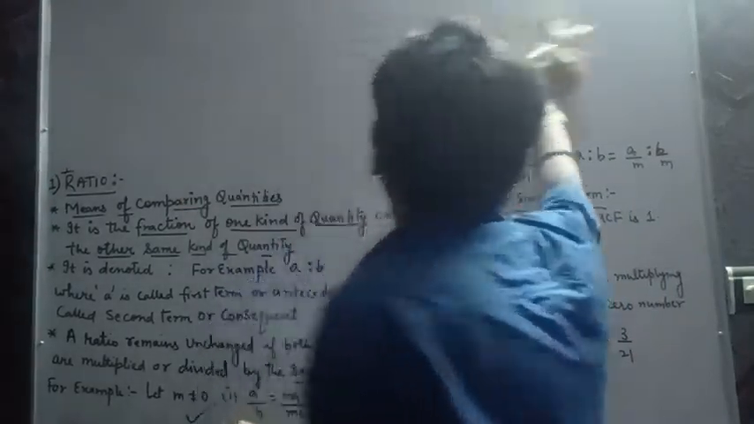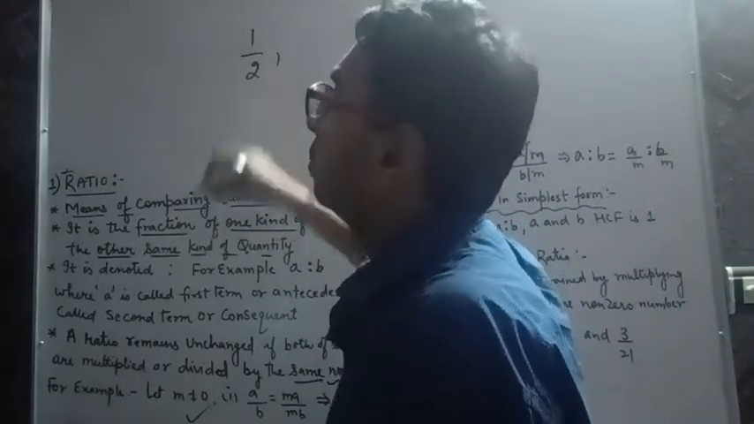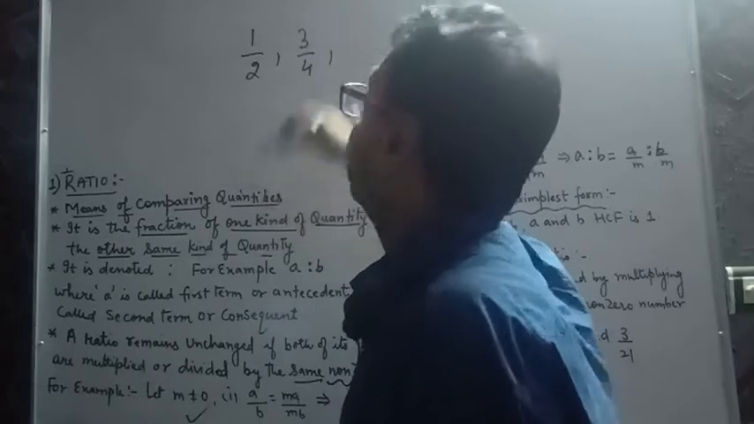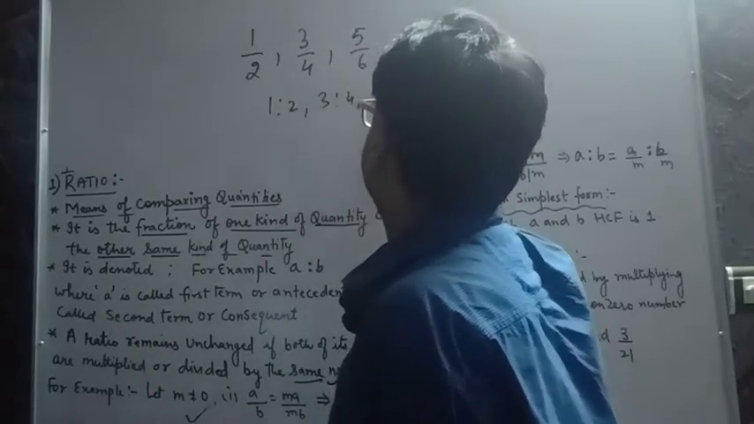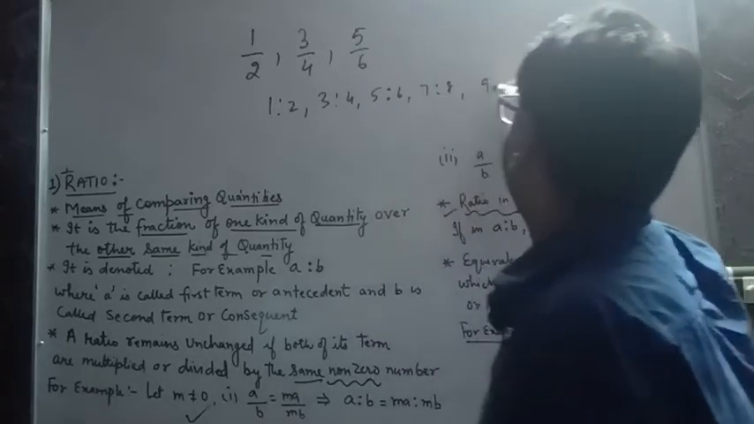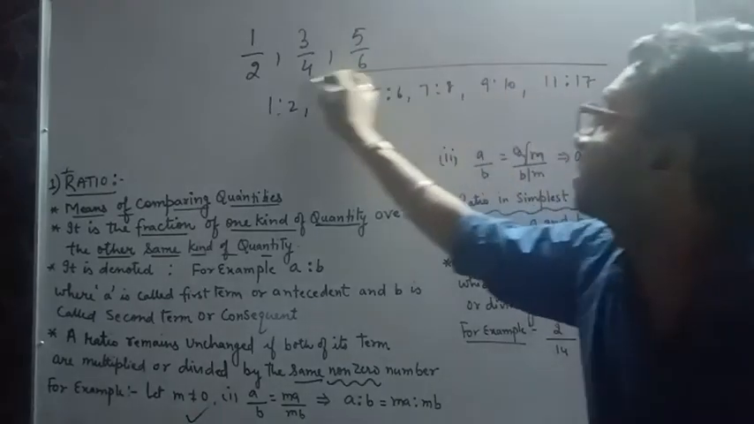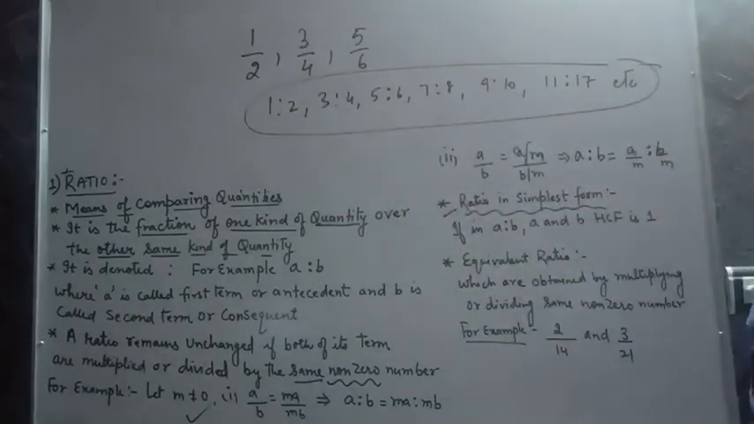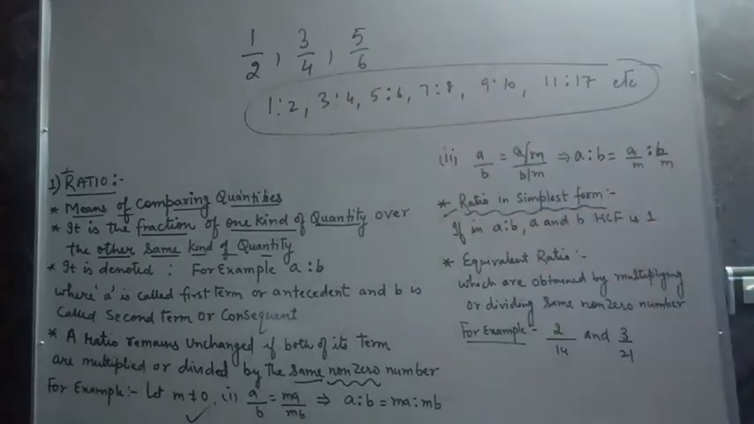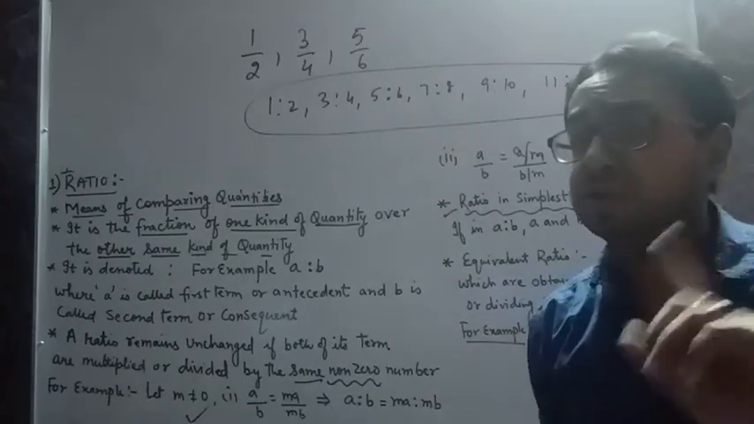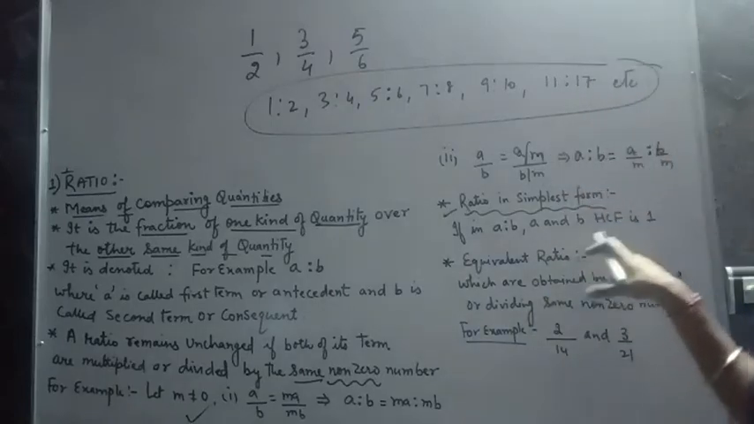So, if I am talking about the simplest ratio, in the simplest ratio, the HCF must be 1. I am writing the examples of simplest ratio. 1 and 2 because HCF is 1. 3 and 4 because HCF is 1. 5 and 6, HCF is 1. So 1 ratio 2, 3 ratio 4, 5 ratio 6, 7 ratio 8, 9 ratio 10, 11 ratio 17, etc. are all examples of simplest ratio because their HCF is 1. I am talking about HCF, I am not talking about the LCM. Don't misinterpret the two, HCF and LCM. Clear?